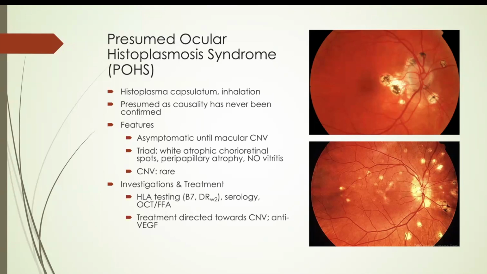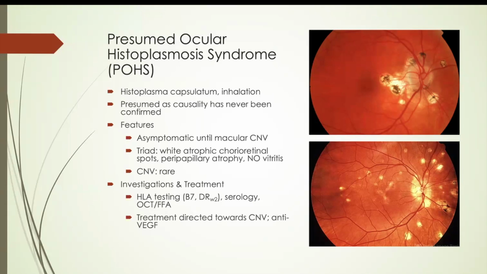It tends to be asymptomatic until you essentially get CNV at the macula. There's a typical triad: you get these white atrophic spots and some peripapillary atrophy, as you can see in this picture, specifically in the lower right-hand corner. And very specifically with POHS, you also have no vitritis. So when it comes to your exams, trying to figure out whether this white dot syndrome is POHS, it's typically no vitritis, with peripapillary atrophy and white atrophic changes. While CNV is rare, that is what usually causes the vision loss in POHS.